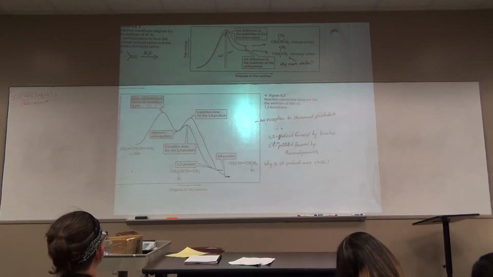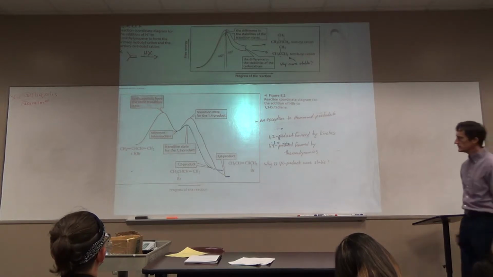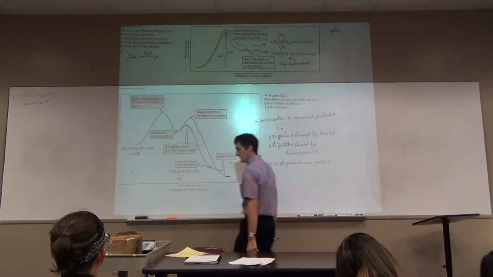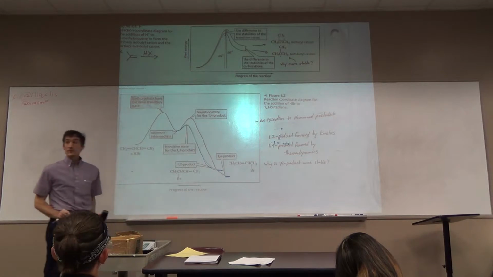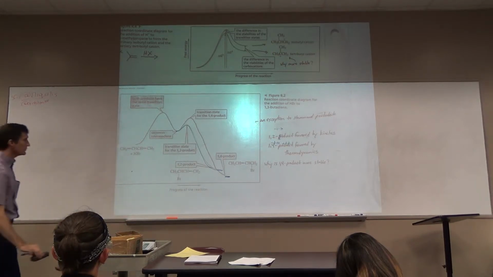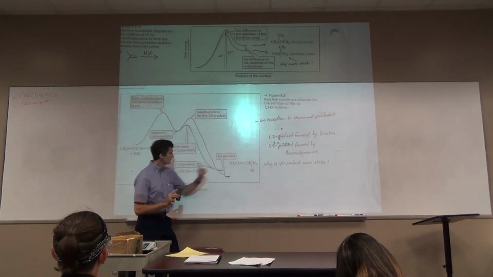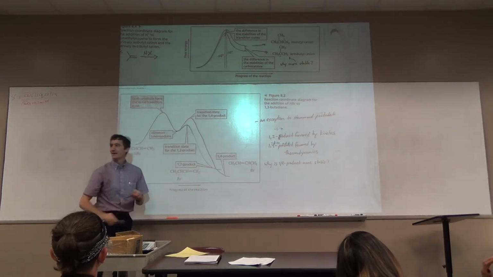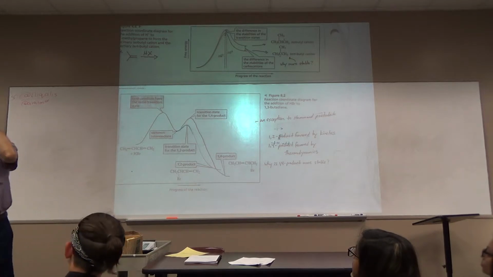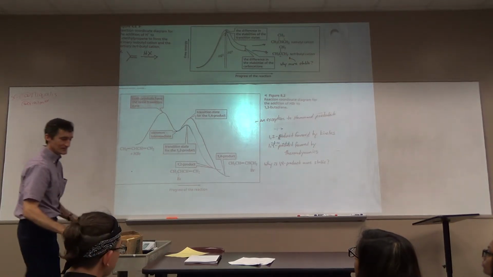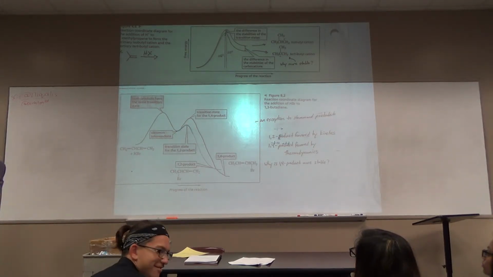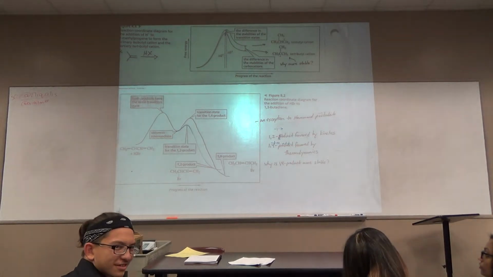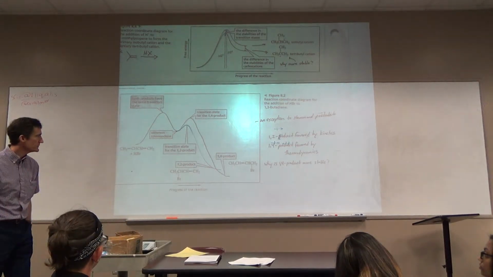Why is the 1,4 product more stable? Apparently we should be able to answer that if I ask it. Actually, I think we should be able to answer that. Why is the 1,4 product more stable? Why is this product more stable than this? Lower in energy. Somebody say lower energy. Why is the 1,4 product lower in energy than the 1,2 product?